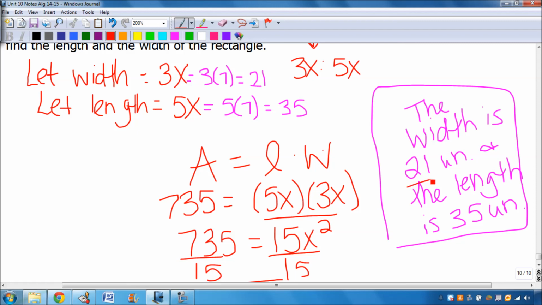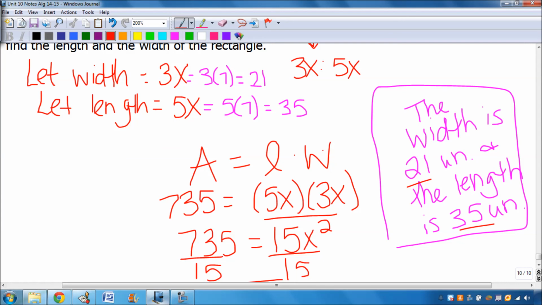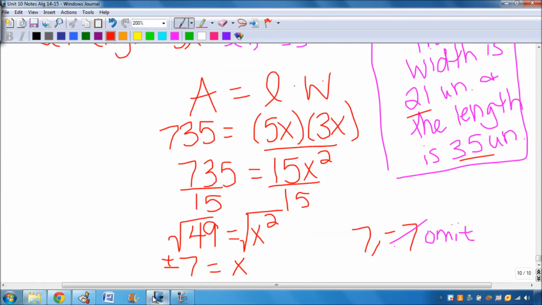Okay? All right, so I just want to check to make sure that this is the correct answer. So if the width is 21 and the length is 35, if I were to multiply them together, I could get my area, and it should be 735. So let's check to make sure that it works. So 21 times 35 does give you 735. And then I just want to make sure that it's really in a ratio of 3 to 5. So if my answers are 21 to 35, they're both divisible by 7, so you end up getting a ratio of 3 to 5, which does work for us.